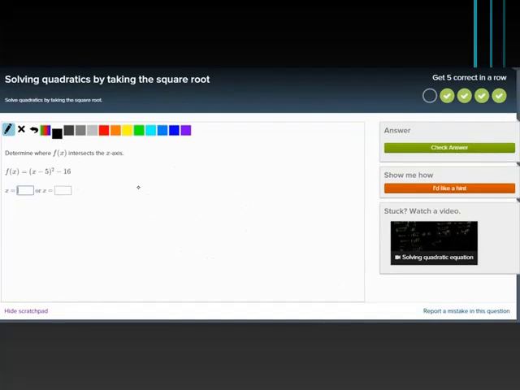We're going to do the exact same thing in this one. This is the last one in this group that I need to do. We're going to set the problem originally equal to 0. So x minus 5 squared minus 16 equals 0. I'm going to add the 16 to both sides. So I get x minus 5 squared equals 16.